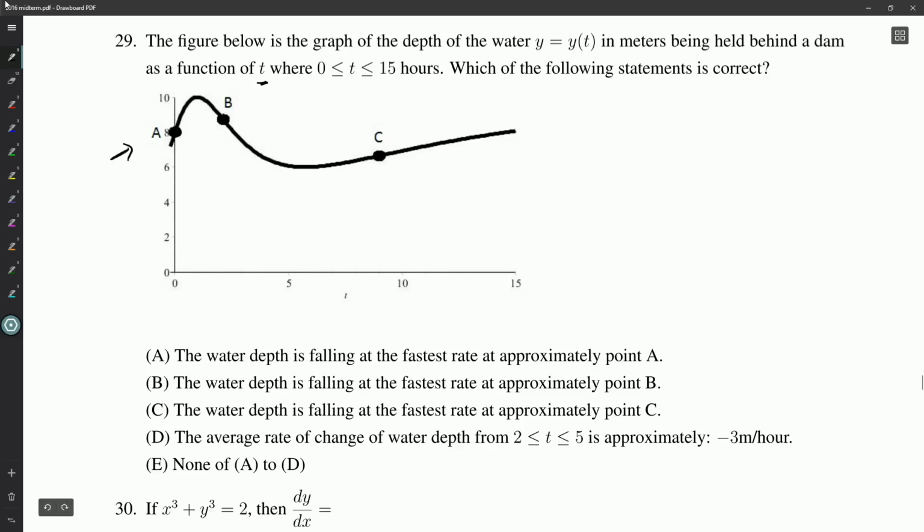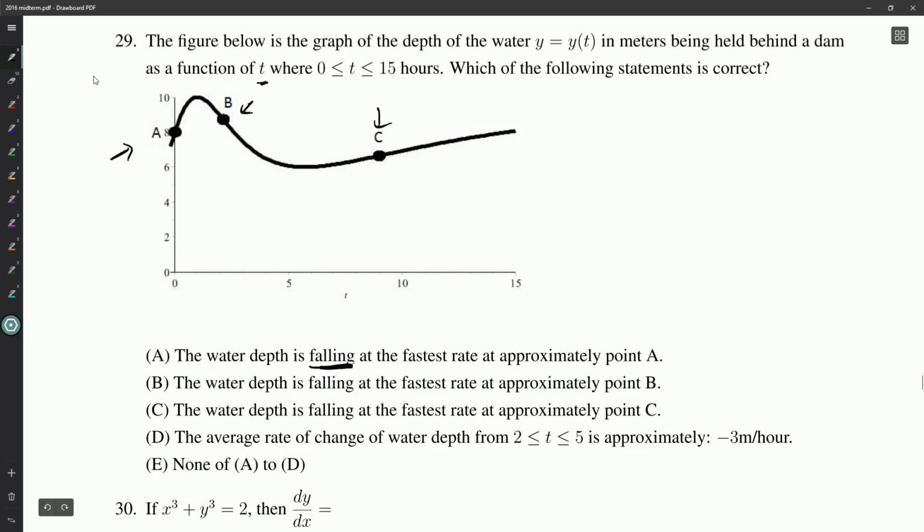And it looks like they've highlighted some particular points, A, B, and C. Let's make sure to read all the possible answers carefully so that we understand them. So, A, the water depth is falling, so decreasing, at the fastest rate approximately at point A. B, the water depth is falling at its fastest rate approximately at point B. C, the water depth is falling at its fastest rate at approximately point C. D, the average change of water depth between 2 and 5 is approximately minus 3 meters per hour, or none of A to D.